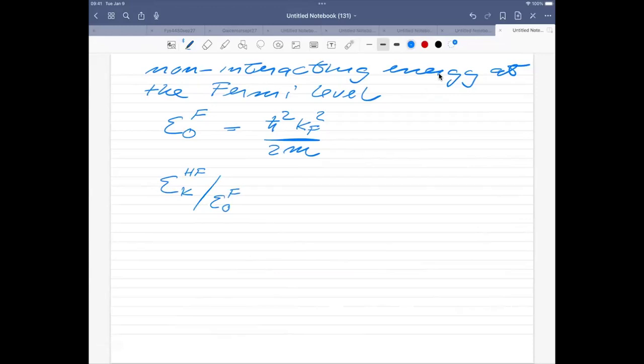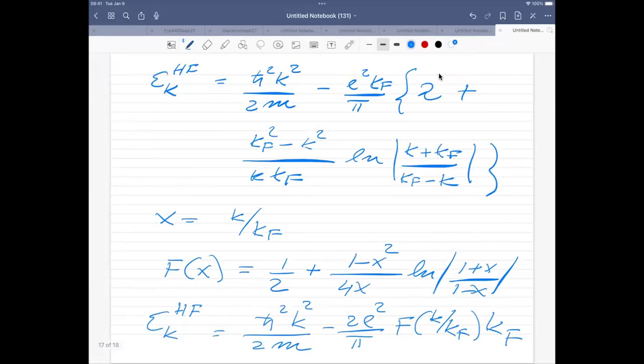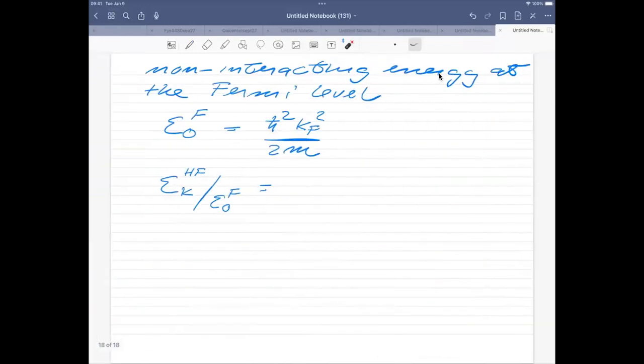And you see now quickly that if I do that, if I divide by epsilon 0, the only thing I get is this variable x squared here. And then when I divide the other terms, what I get now is the following. So I'm going to get x squared minus 4 e squared times the mass divided by h bar squared kf times pi and f of x.